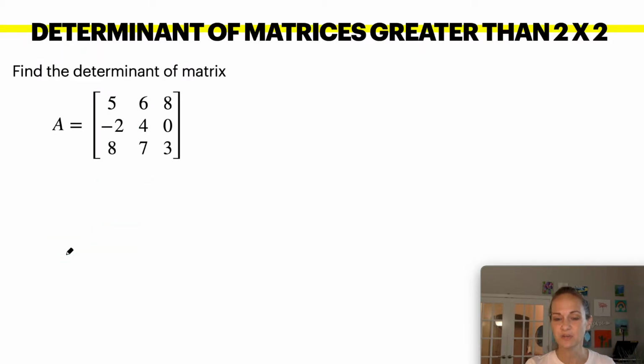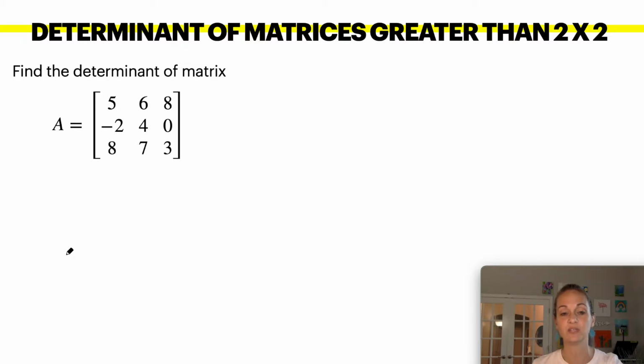Now, finding the determinant of a matrix that is 3x3 or larger is a little more complicated. I'm going to show you using a calculator first. At the end of the video, if you would like to continue to listen, I am going to show you how to do it by hand.